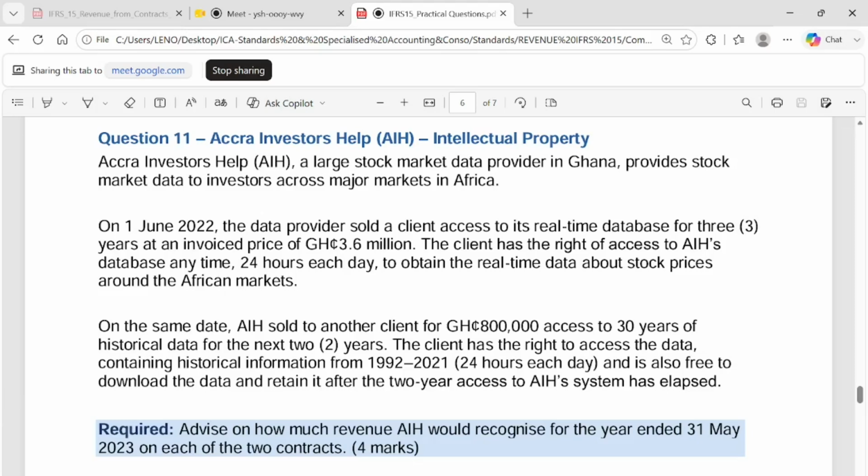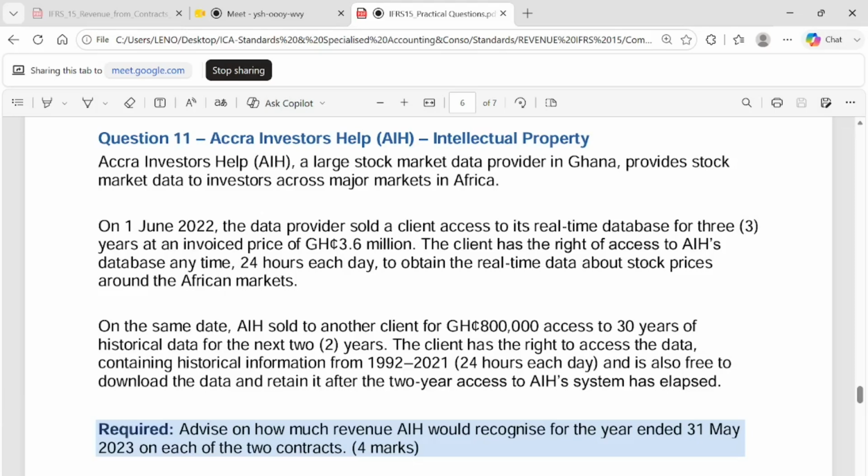When you look at the second scenario, it's talking about historical data. The period is 30 years, and it is 800,000. The asset is 30 years of history. So the number of years of data they are holding is 30 years, but the client can have access to the data for 2 years. You understand? And they said it is historical.